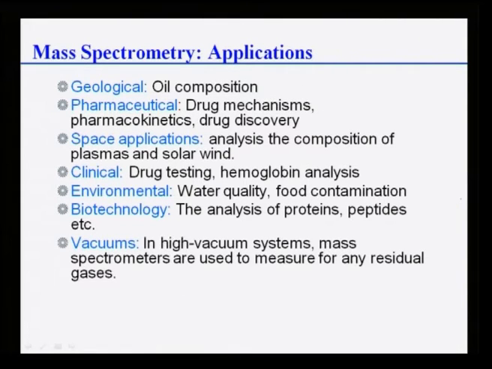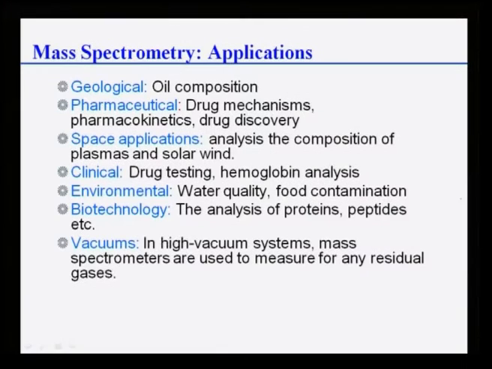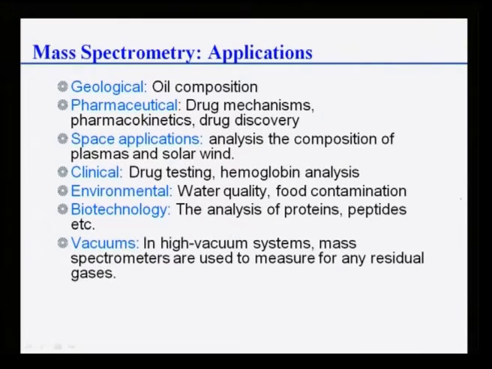Correct. Now, if you look at the uses, it is used in a wide spectrum, irrespective of different branches of science and engineering. Most important one, it is used in geological problems, basically in oil production units. Like in an oil production unit, there are different kinds of chemical pieces available, organic, and it allows us to detect them. Then comes the pharmaceutical industry, that is pharmacokinetics, drug discovery, drug mechanism. Next one, which uses this technique extensively, space application, like composition of the plasmas and the solar winds by astrophysicists. Obviously, it can be used for environmental applications like water quality, food contamination, biotechnology. In fact, it can be used in high vacuum systems, mass spectrometers to measure even residual gases present in a particular system.